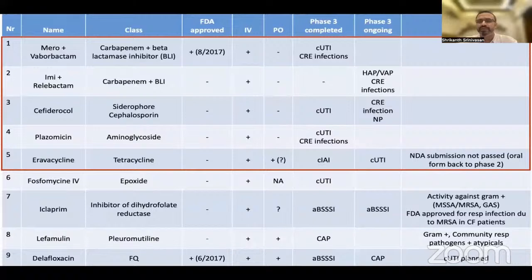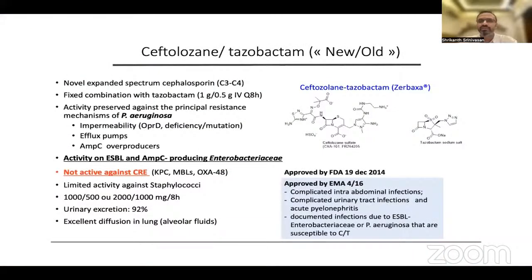Most of these studies have taken place in complicated UTI, carbapenem-resistant organisms, and complicated intra-abdominal infections. So the ongoing phase 3 trials are to expand the spectrum into healthcare-associated pneumonias, VAPs, and CRBSIs. So they are still work in progress, but a lot of information and a lot of trials have shown promising results. So let's start with the first one.